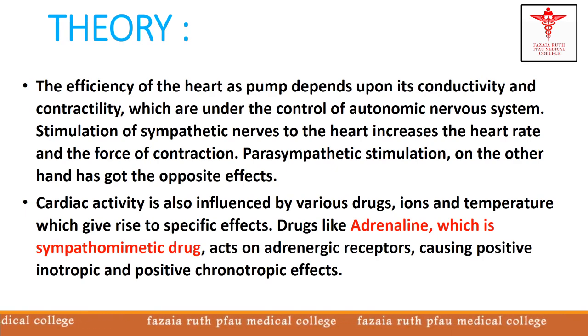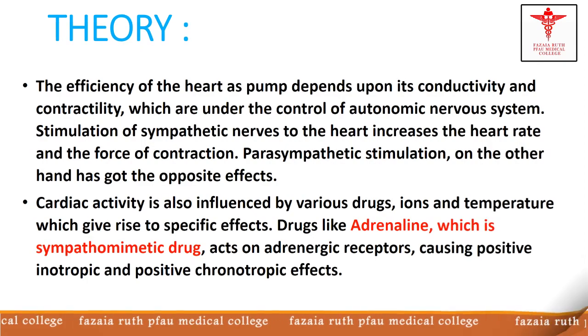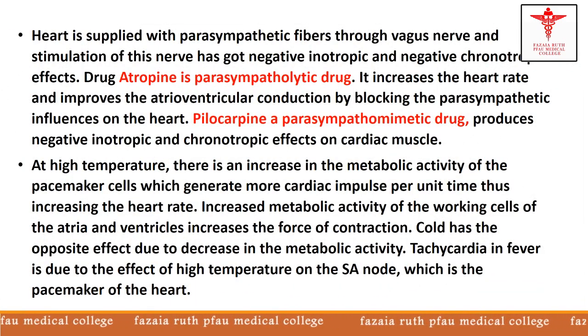Drugs like adrenaline, which is a sympathomimetic drug, act on adrenergic receptors, causing positive inotropic and positive chronotropic effects. The heart is supplied with parasympathetic fibers through the vagus nerve, and stimulation of this nerve has got negative inotropic and negative chronotropic effects.